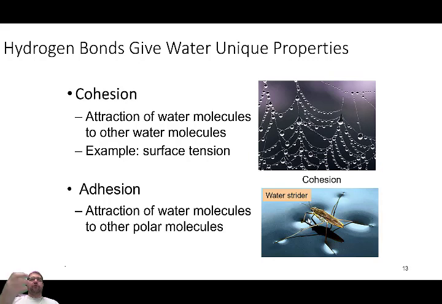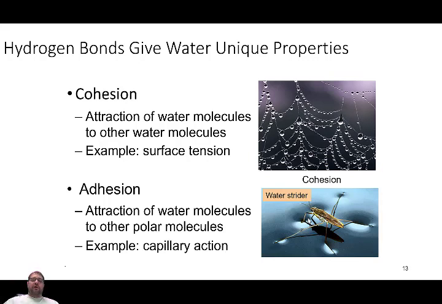If we are talking about nutrients, if we're talking about different chemicals that are moving through the landscape, maybe moving from a terrestrial landscape to an aquatic landscape, okay, or vice versa. Water has that ability to absorb those materials, dissolve those materials, and transfer them from one area to another area. And that's adhesion.